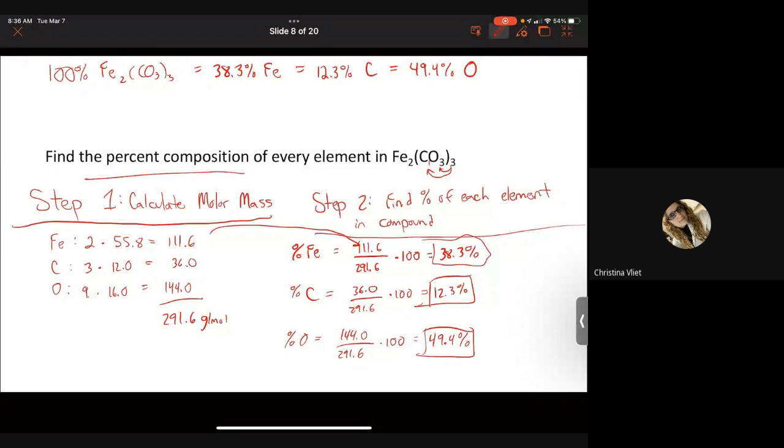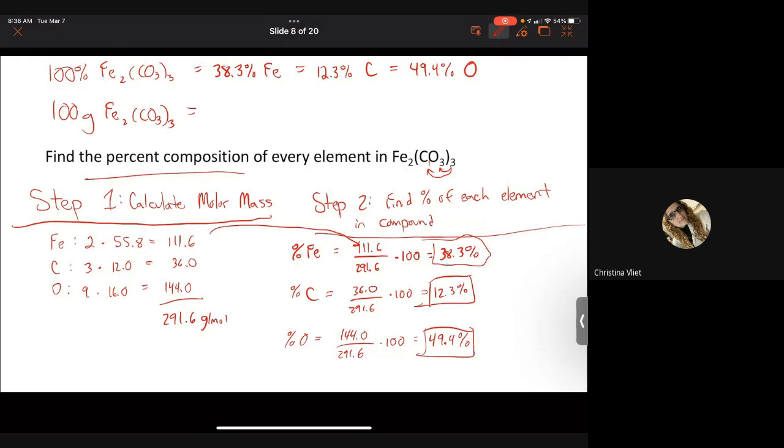This means that out of every 100 grams of the compound, we can predict exactly how many grams of each element we have. So instead of writing 100%, write 100 grams. Out of every 100 grams, the ratio will be the same. So 100 grams of Fe2(CO3)3. I can now predict, if I have a 100-gram sample of the compound, I know exactly how much of each element I have in that compound. Out of 100 grams, how many grams are iron? You think? Don't think too hard. How many grams?